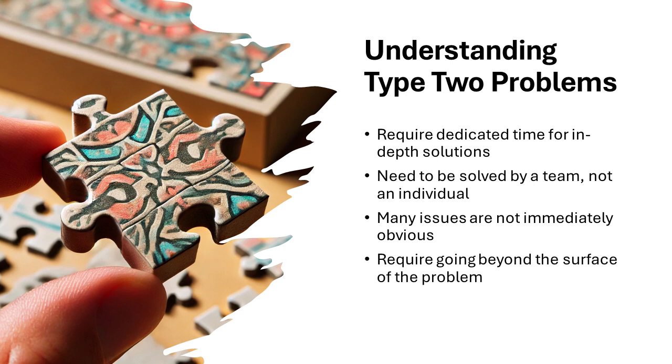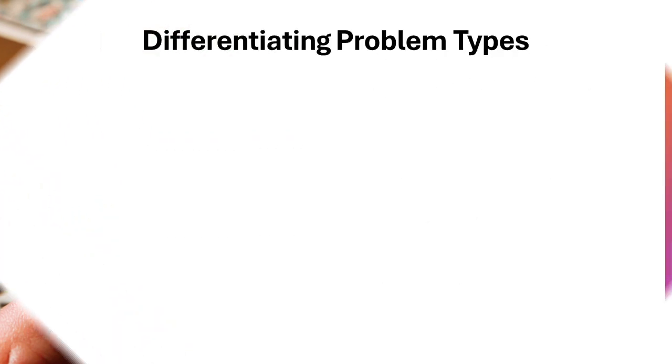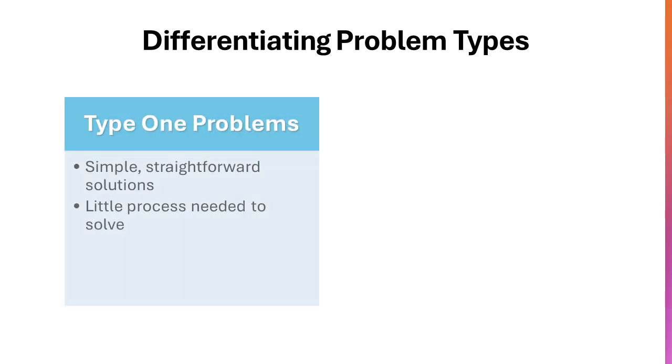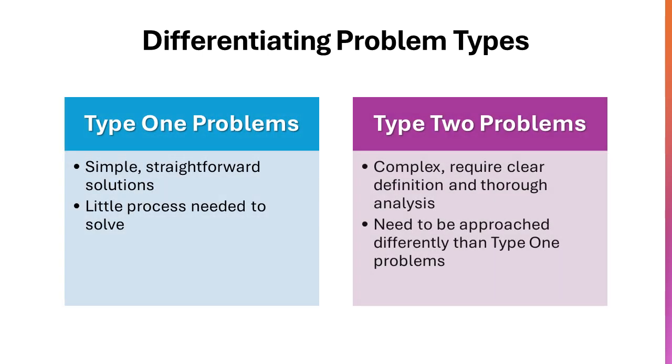Before we can plan how to solve a problem, we need to know what type of problem it is. You would approach a Type 1 problem differently than a Type 2 problem. A Type 1 problem, to be honest, probably won't need much of a process to solve it. Type 2 problems, however, need to be clearly defined.